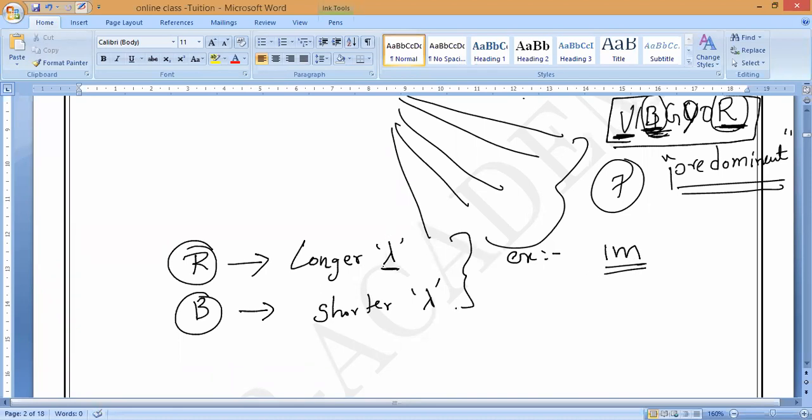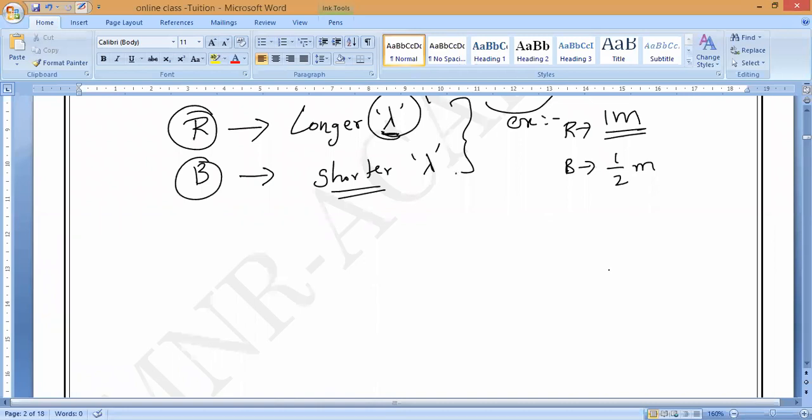If the wavelength of red color light is 1 meter, then the wavelength of blue color light is almost half. Half means how much? 1 by 2 meters. Yes or no? That is what it is.